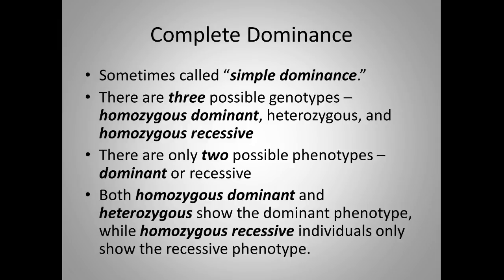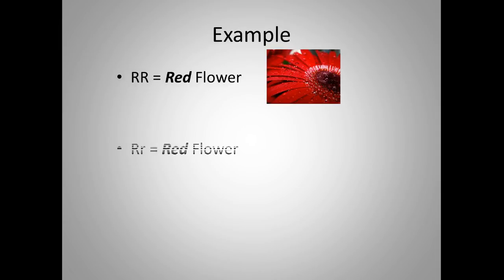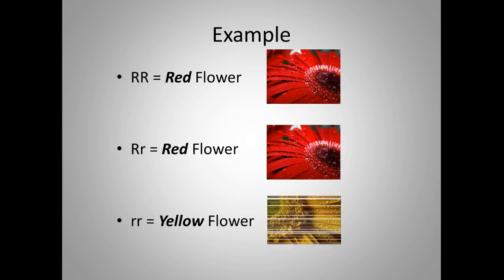Now remember, phenotype is what the organism looks like, whereas genotype describes the letters or the alleles that are used to symbolize those forms of that trait. So both the homozygous dominant and heterozygous genotypes would show the dominant phenotype, while the only genotype that would show the recessive phenotype would be a homozygous recessive. Now you'll see that here on this next screen. If we use a capital R to symbolize a red flower and a lowercase r to symbolize a yellow flower, you can see that the top two examples, which is a homozygous dominant at the top and heterozygous in the middle, both show the dominant phenotype of red, whereas the only one that shows yellow is the homozygous recessive at the bottom.